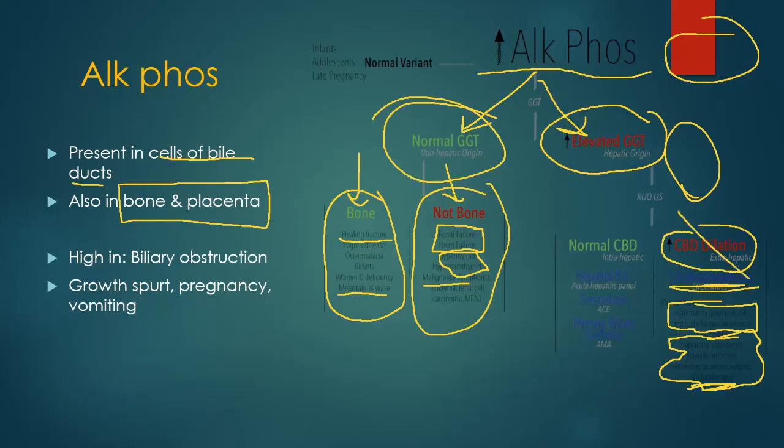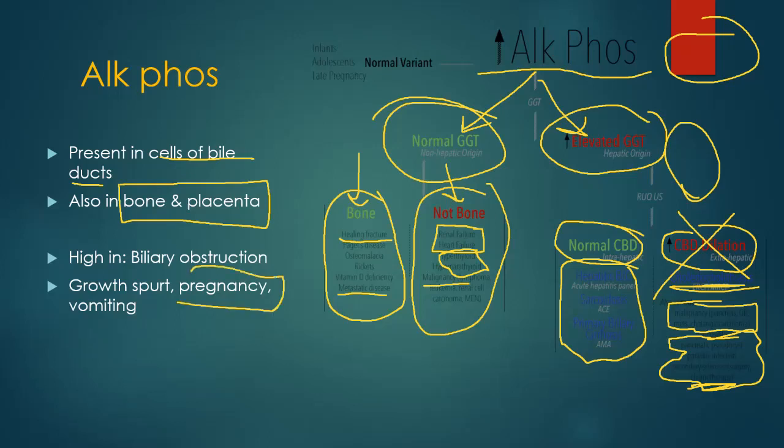If we have a normal common bile duct, right, that's done on the ultrasound, we could have problems like hepatitis or sarcoidosis or primary biliary cirrhosis. And we'll talk a lot about those later. Notice that you can also have pregnancy, right? Because it's made by the placenta, which isn't in this chart. That can be a reason why your ALK phos is high.